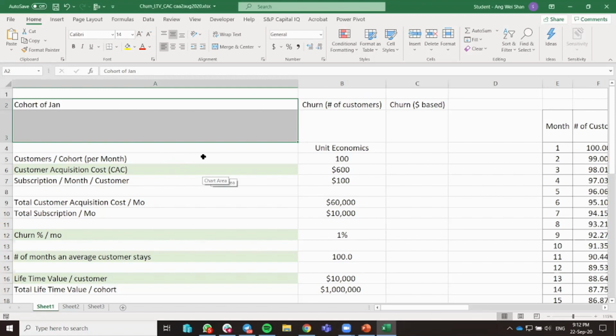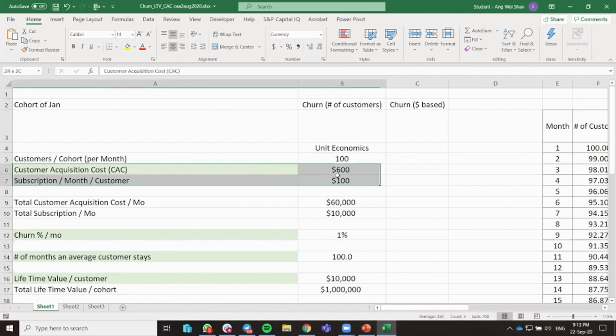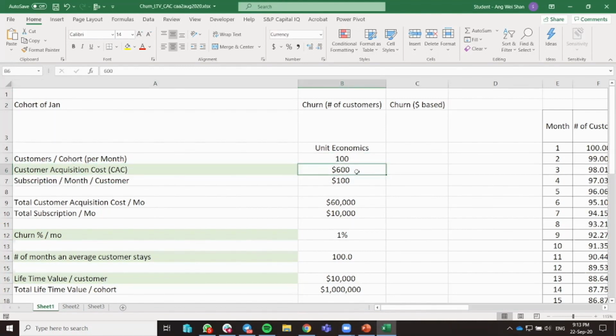Okay, number one, imagine you have 100 customers coming in the month of January. And your customer acquisition cost, meaning to acquire per customer, you have to pay about $600. This $600 is your customer acquisition cost. And let's say the subscription that you charge per customer is $100 per month. So just having these three things here, we can actually work out a few things.